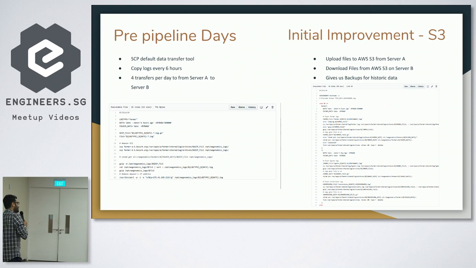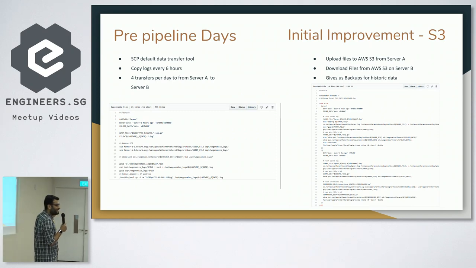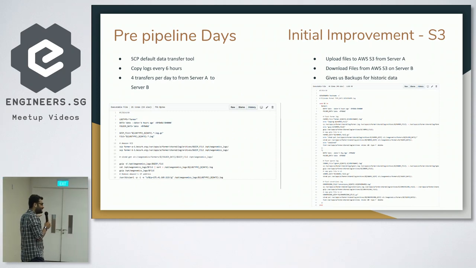This was still happening every 6 hours, so we just moved it there, but we don't have to worry about losing data. At least if something goes wrong and if the files got rotated or removed, we can still get data off. So we moved from server A to B by moving it server to cloud, and then from the cloud it would bring down. This is quite old, so it's not like something we did a couple of months ago, but at that time things were very basic.